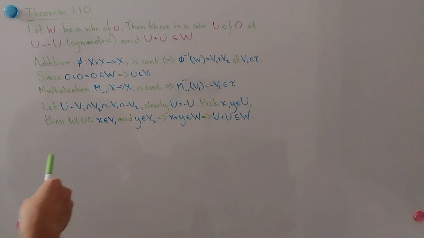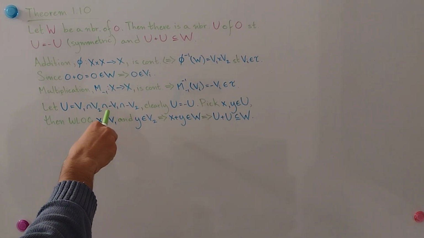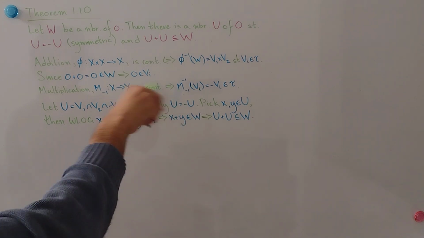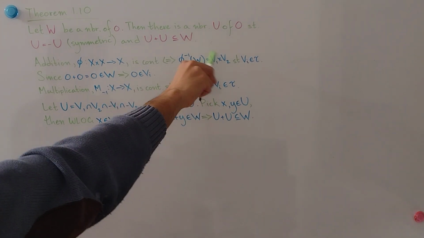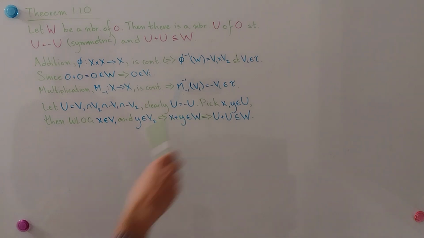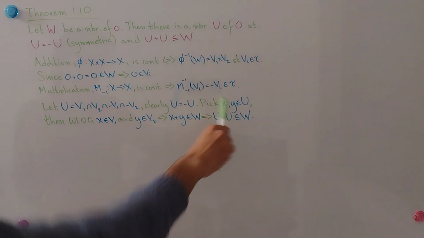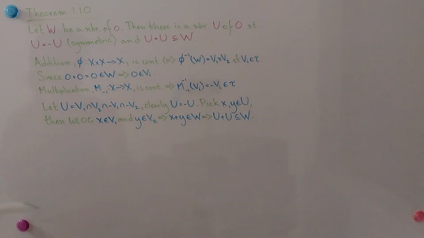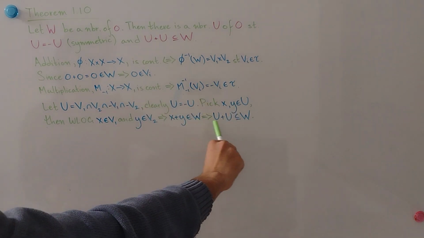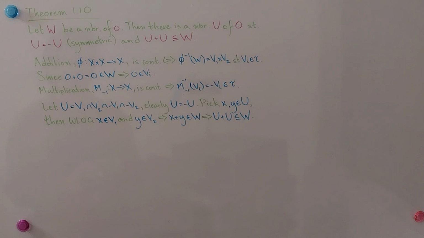And by definition, these are vectors that, when added together, give you something in W, right? That's what we did over here. So x plus y is in W. And so we get that if I add all these vectors between U and U, I'm still going to get something inside of W regardless. So U plus U is a subset of W.